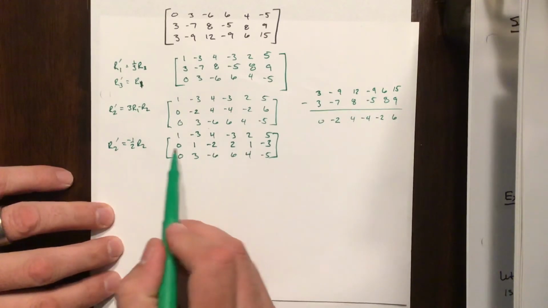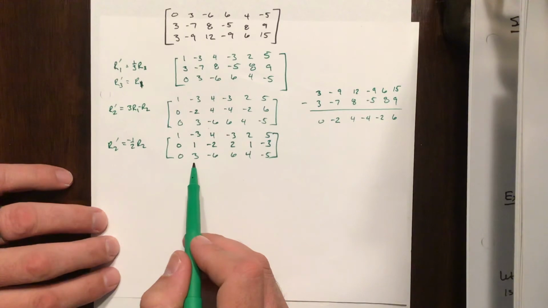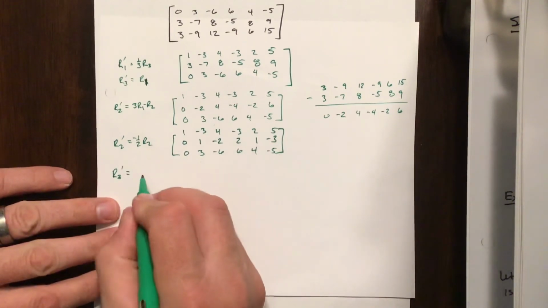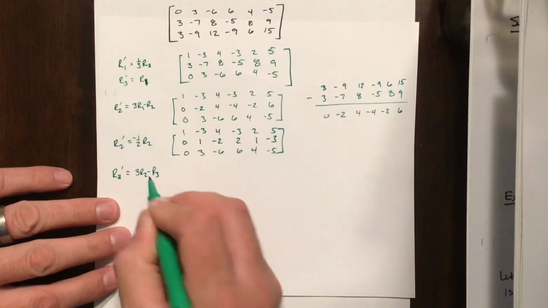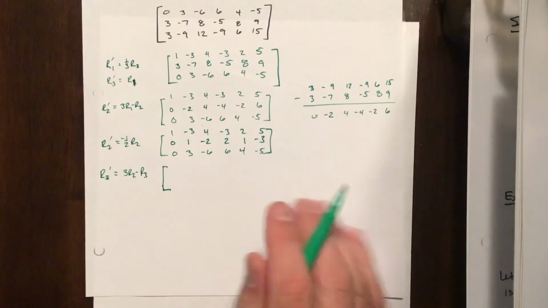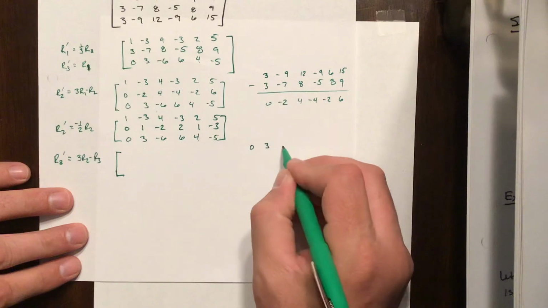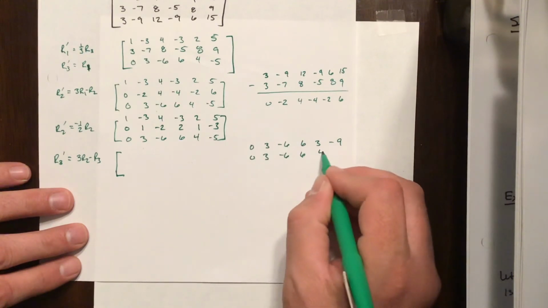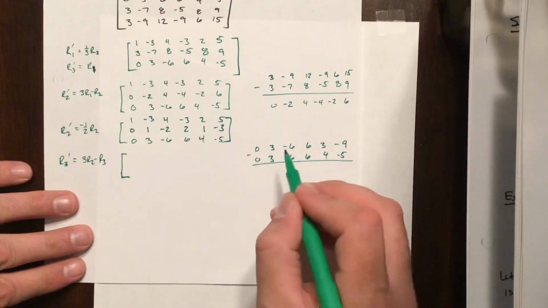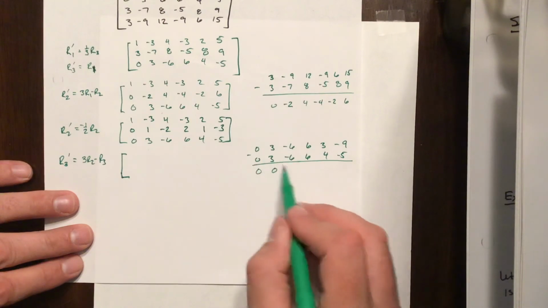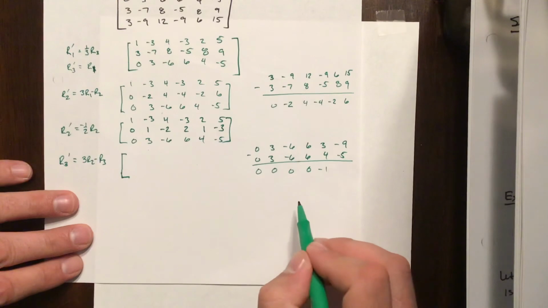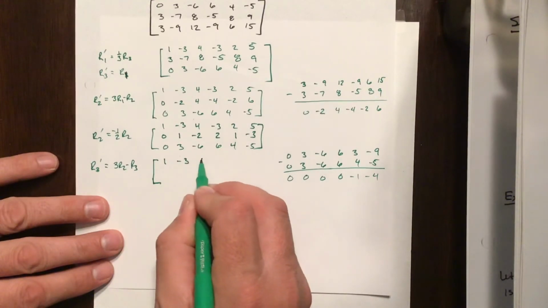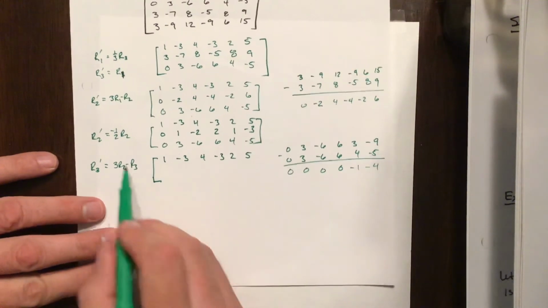So this is my leading entry for row 2. Are there zeros below it? No, there's not. So I need to replace row 3. Row 3 is now going to be 3 times row 2 minus row 3. So 3 times row 2 is 0, 3, negative 6, 6, 3, negative 9, and row 3 is 0, 3, negative 6, 6, 4, negative 5. What does that end up being? We're going to subtract those together. 0, 0, negative 6 minus negative 6 is 0, 0. 3 minus 4 is negative 1. Negative 9 plus 5 is negative 4. So we get this to be 1, negative 3, 4, negative 3, 2, and 5. I apologize, this is starting to look ugly.